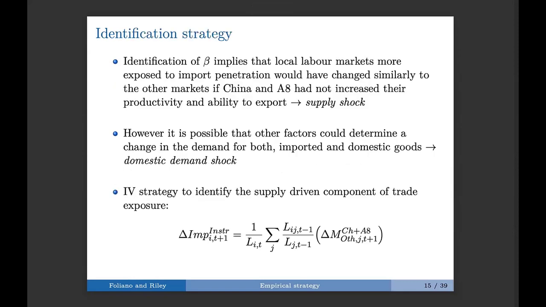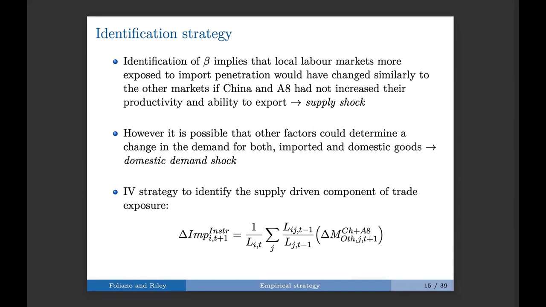2000-2015. So as I said, our beta, the parameter of interest, which is the impact of the change in import competition on local labor market outcomes, relies on the fact that this change is exogenous, so it's only due to a supply shock. However, we know that this might not be the case, and there might be internal reasons for which also the demand for imported and domestic goods changes.